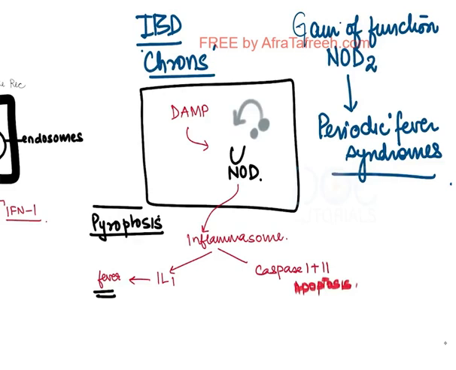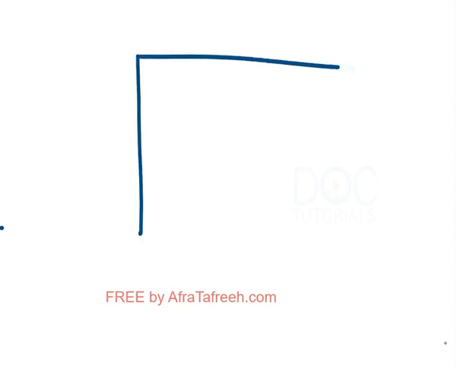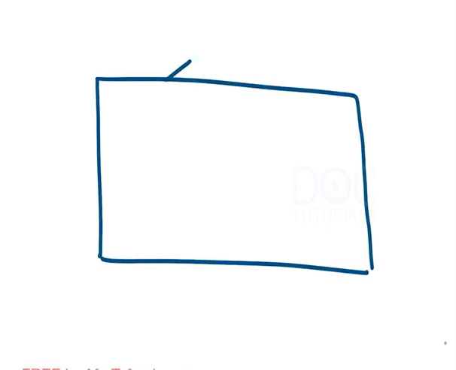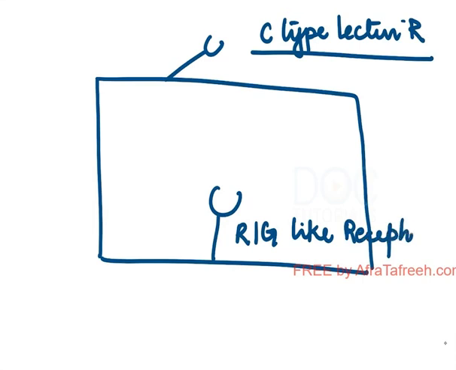Okay, now once we are clear with this, let's see what are the other innate immunity receptors. Apart from these, 2 more receptors have been recently identified. In the cell membrane, they identify C-type lectin receptors. So C-type lectin receptors are present in the membrane, and RIG-like receptors are present in the cell cytoplasm. So we have 2 new receptors, C-type lectin receptors and RIG-like receptors.